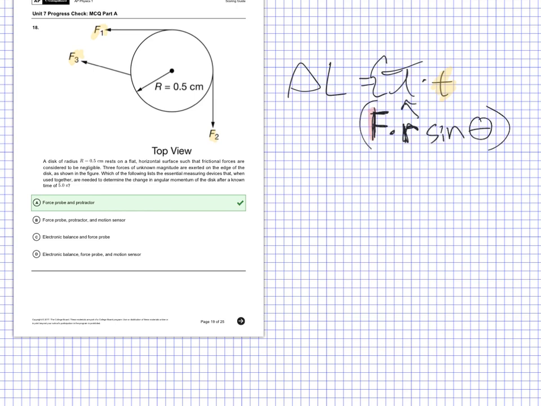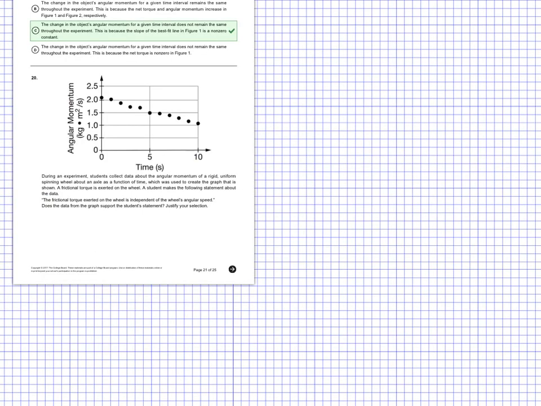And Grace is not happy with these solutions, so I might just do this last one and then we'll call it good. All right, last one, number 20, talks about whether or not a student's claim is justified by saying that the frictional torque is independent of the wheel's angular speed. And this is a little confusing. Like, how would you know? First of all, you have to understand what that phrase is talking about, and then how are you supposed to just tell off this graph if that's true?